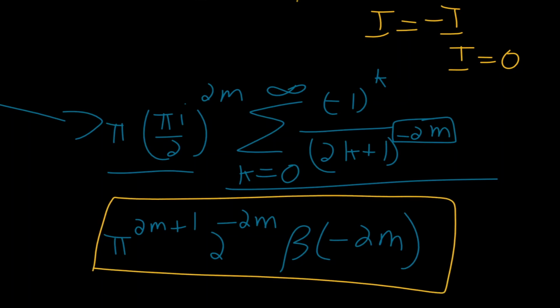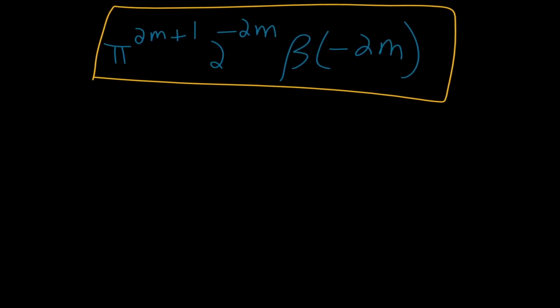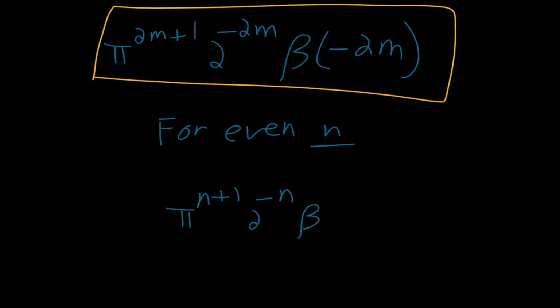And that right there is just our answer for this integral. So again, n must be even, because if it's not, the whole integral just goes to 0. So we can express this in a different way, because we have everything with 2m's here. We can say that for even n, what we have is just pi to the n plus 1 times 2 to the minus n, and then times beta of minus n. And this would still work in general, because the Dirichlet beta function of a negative odd integer is just 0. But at any rate, that's our answer. Thank you so much for watching, and I will see you in the next one.